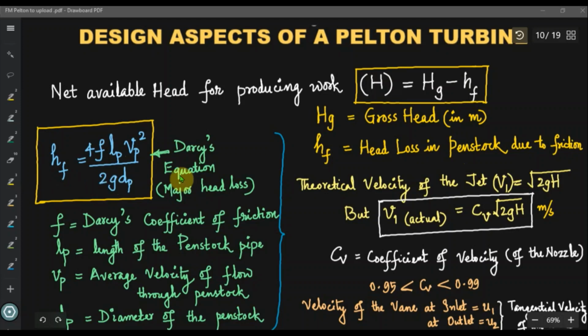Hf = 4fLV²/2gD, where f is Darcy's coefficient of friction, L is the length of the pipeline, V is the average velocity of flow through the pipeline, D is the diameter of the pipe, and g is the gravitational acceleration. In this case we are going to consider the frictional head loss in the penstock pipe. So that will be equal to 4f Lp Vp²/2g Dp. Here the suffix p in the case of length L is the length of the penstock, Lp. Vp is the average velocity of flow of water through the penstock, and Dp is the diameter of the penstock pipe. Remember, 4 times f can be considered as the Darcy's friction factor also.